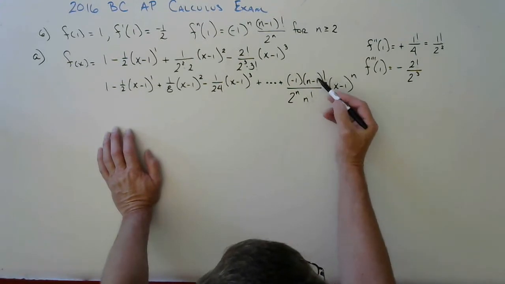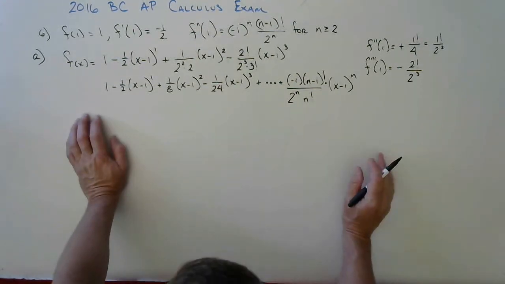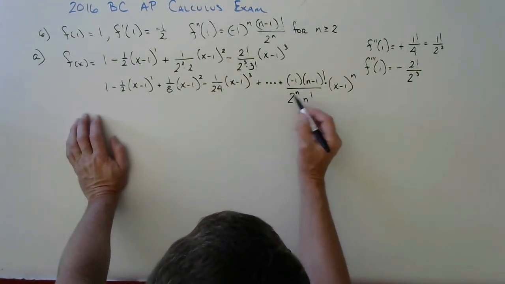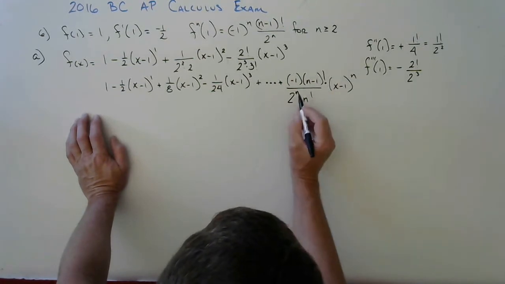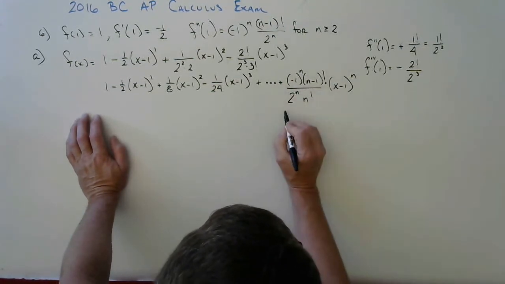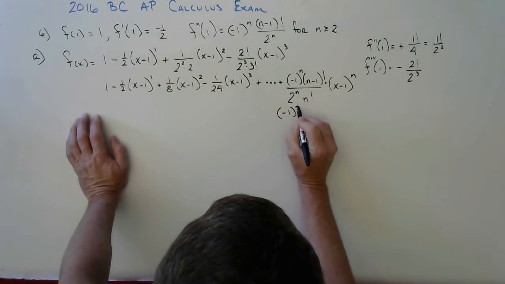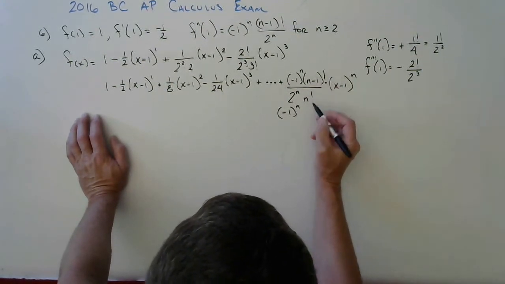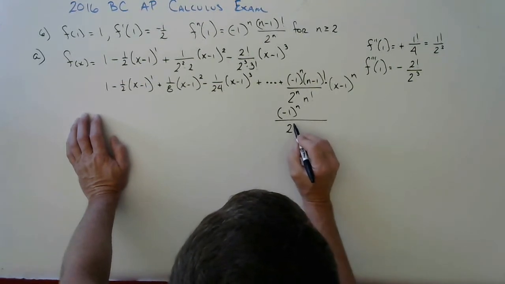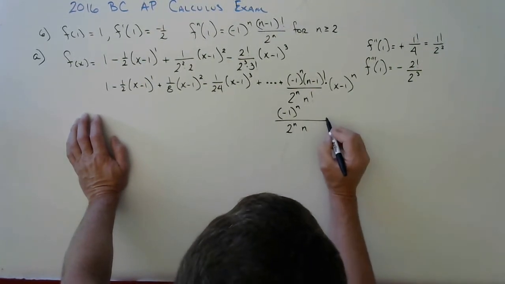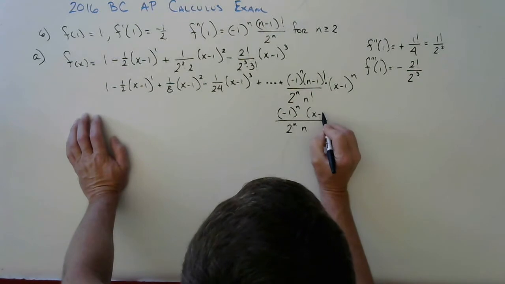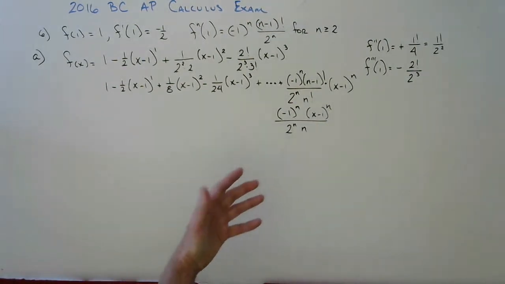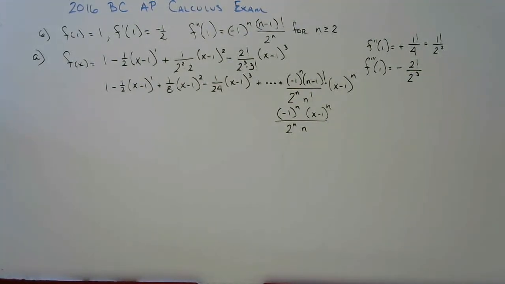Now, n factorial, n minus 1 factorial, right? We could rewrite this term, and we probably should. Oh, I'm sorry. It's -1 to the n. That's n factorial, n minus 1 factorial. So that's just going to leave us a denominator of 2 to the n times n times x minus 1 to the n. So we can write it like that if we want to simplify it.